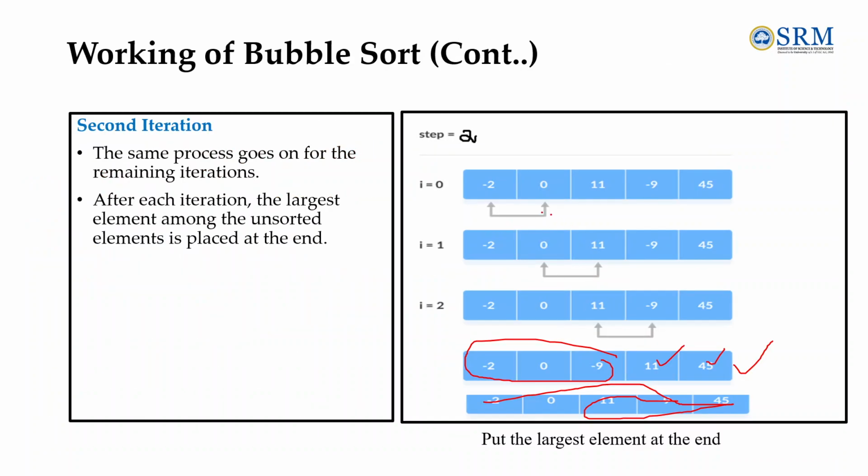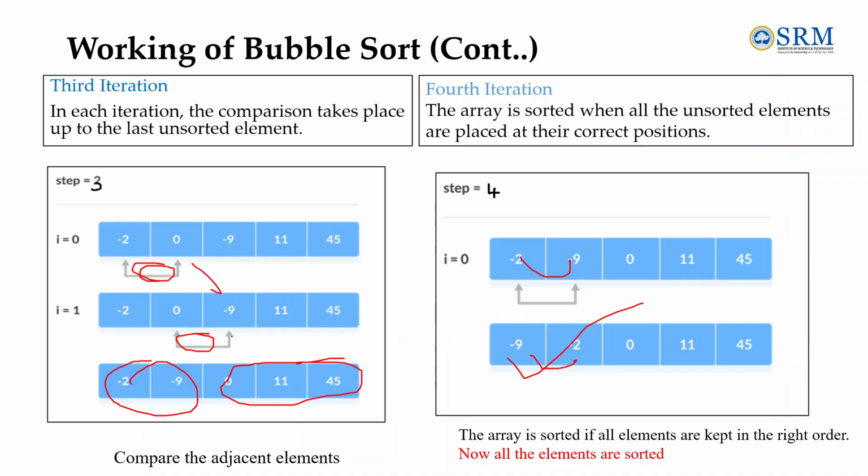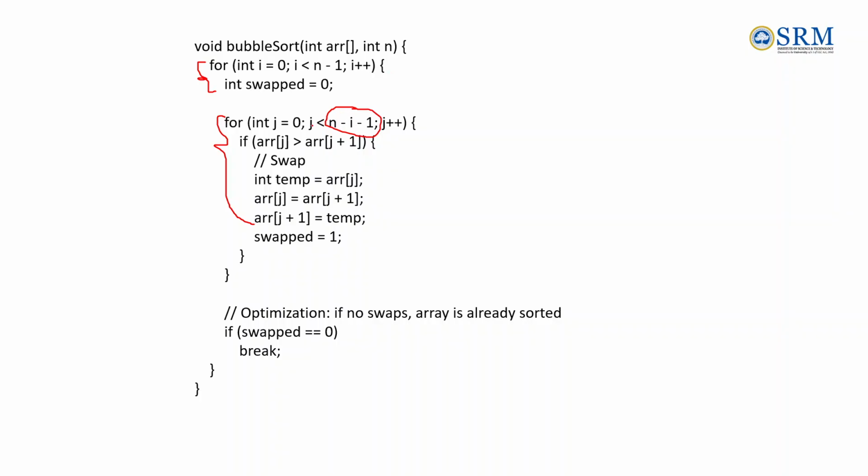In the second, we have 3 comparisons. In the third iteration, we have 2 comparisons. In the last, we have 1 comparison. So that means the upper limit of j keeps on reducing one by one: 5, 4, 3, 2, 1. So that's why j less than n minus i minus 1. At first i is equal to 0, so j will be less than 4, and then j will be less than 3, and then less than 2, and then less than 1.